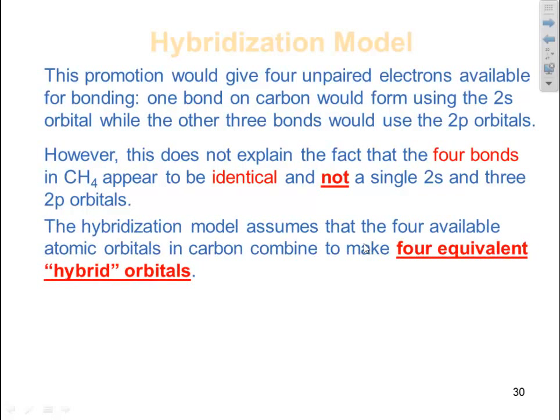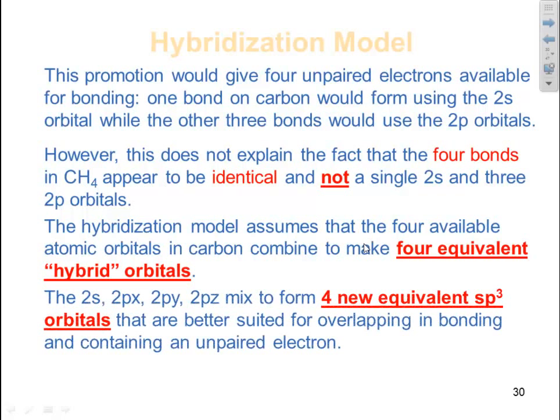The hybridization model assumes that the 4 available atomic orbitals in carbon combine to make 4 equivalent hybrid orbitals. The 2s, 2px, 2py, 2pz mix to form 4 new equivalent orbitals that we're going to call sp3 orbitals, and we get the sp3 name from the s involving 3 p's, that's where it comes from. They are better suited for overlapping and bonding and each contains an unpaired electron. So instead of having a 2s and 3 2p's, we formed 4 new ones that we call sp3, and each one of those has 1 electron.